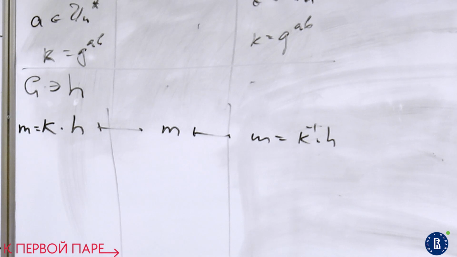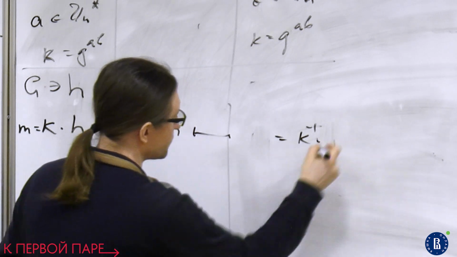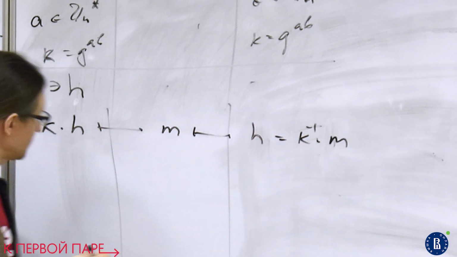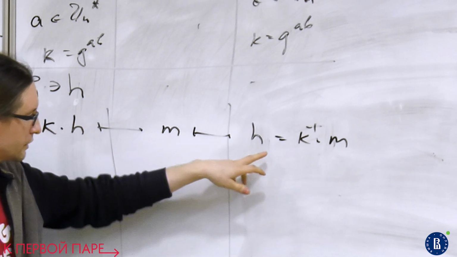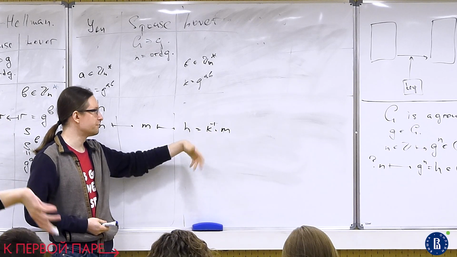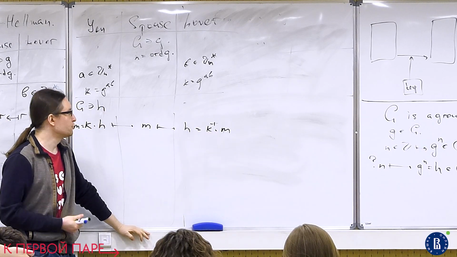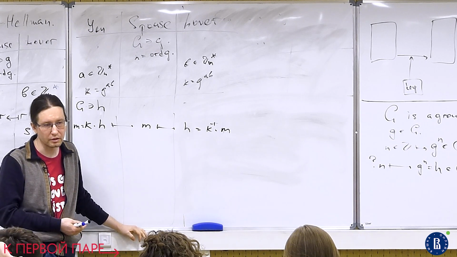I'm sorry, the other way around, MH, because I want to recover the H, not the M. M is already given. Now, what does it mean to divide by K on the left? Well, you should compute the inverse element of the element K and then multiply on the left.